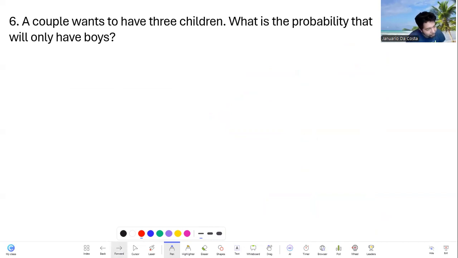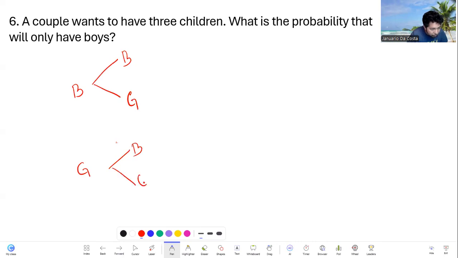But for the sake of experiment, to show you the tree diagram, let's do it again. So you want to know the probability for 3 children, right? Child number 1 is either a boy or a girl, and the second child is also either a boy or a girl. And the third child is also either a boy or a girl.